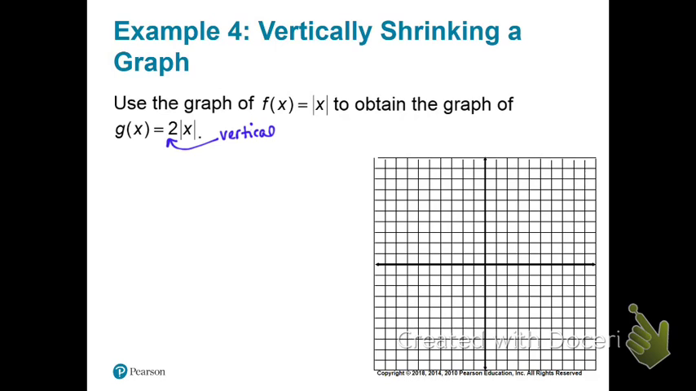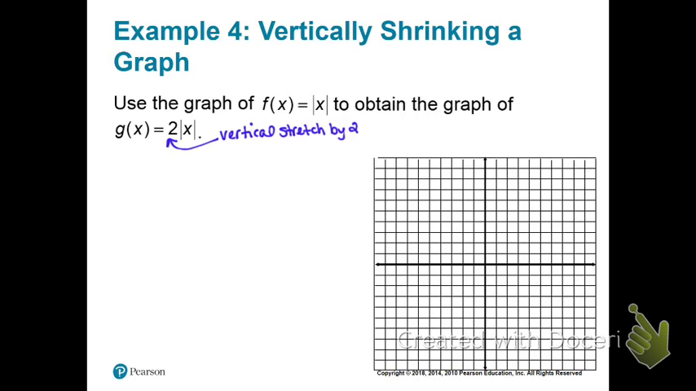Well, what happens when you multiply by 2? Does it get bigger or smaller? Bigger. Gets bigger. So is that going to be a stretch or a compression? A stretch. And remember, outside does what it's supposed to. So if it's supposed to get bigger, it's going to get bigger. So it's a vertical stretch by the 2.